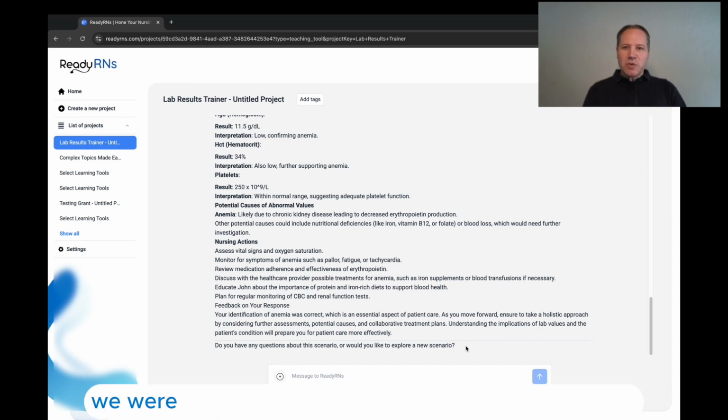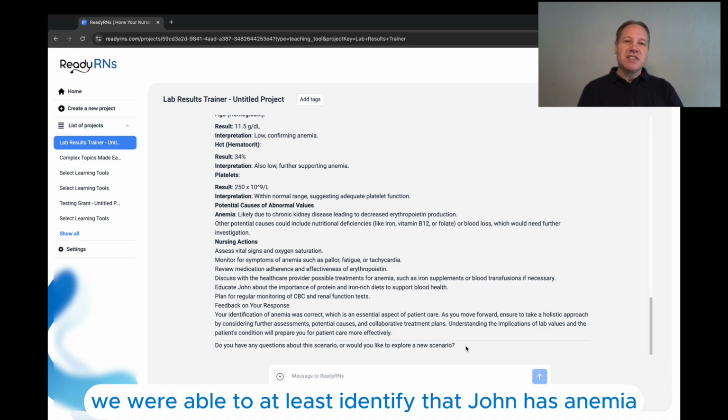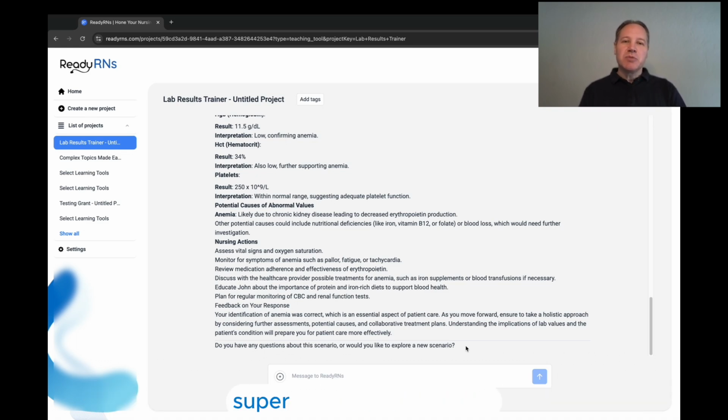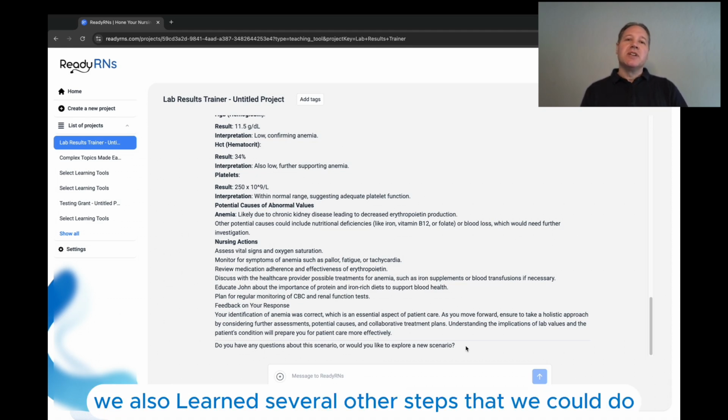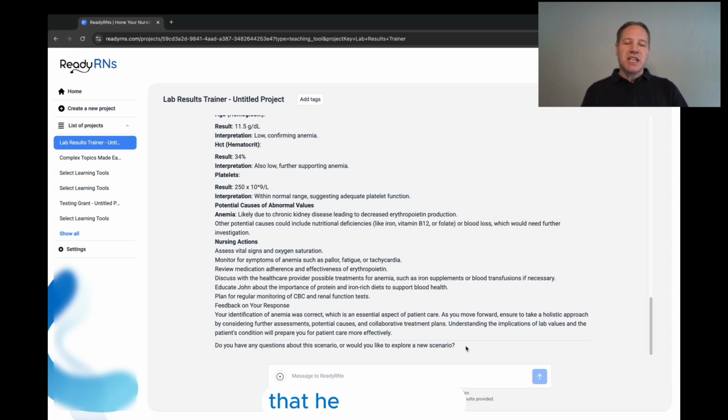Well, today we were able to at least identify that John has anemia, which is a fantastic step, super important as nurses. And then we also learned several other steps that we could do once we figure out from his lab results that he has anemia.